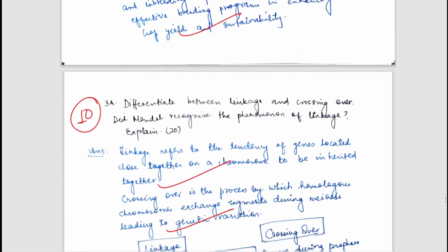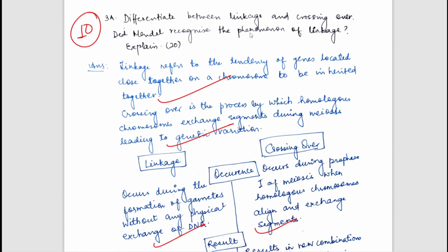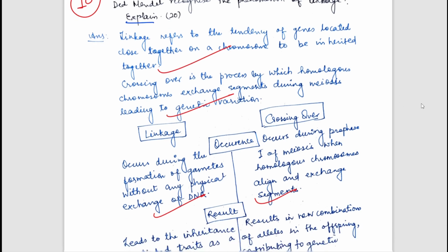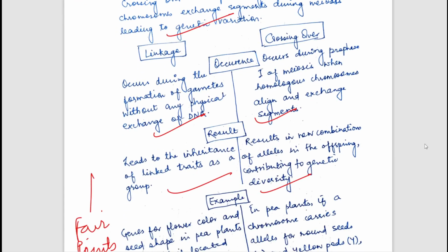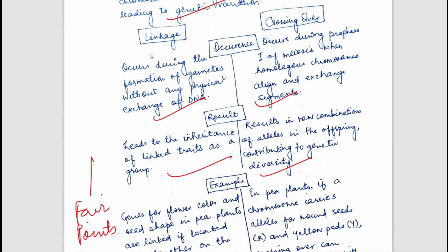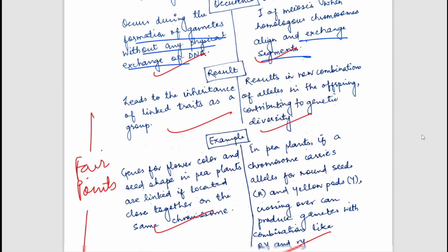Now let's move to the next question. The next question is, differentiate between linkage and crossing over. Did Mendel recognize the phenomenon of linkage? We have to explain that. So linkage and crossing over have been mentioned. Linkage occurs during the formation of gametes without any physical exchange of DNA. But in crossing over, there is exchange of segments. They exchange the DNA segments. Results have been mentioned. Examples have been mentioned.